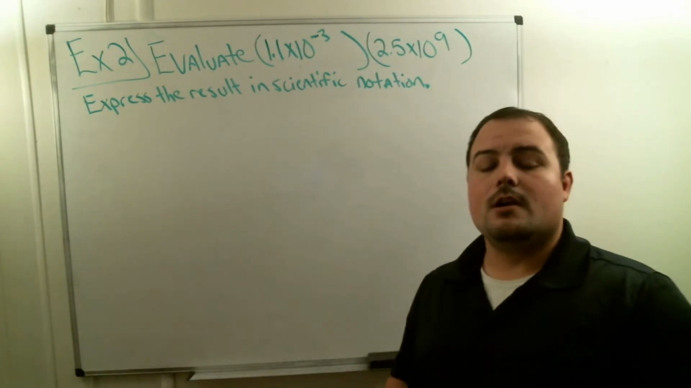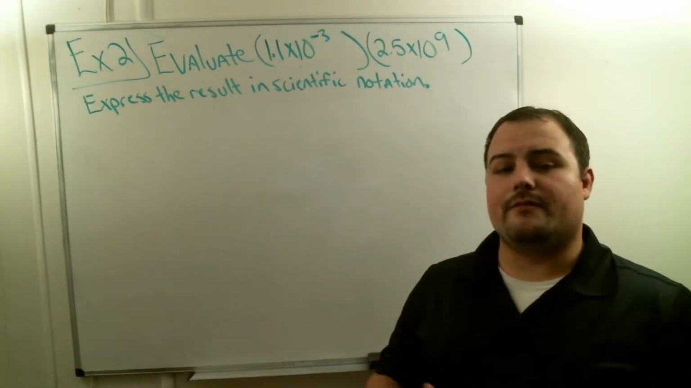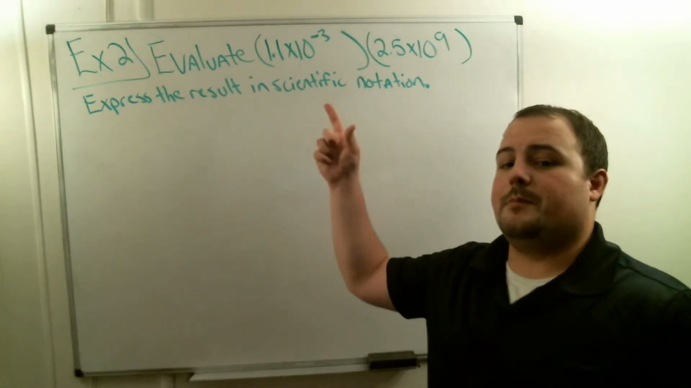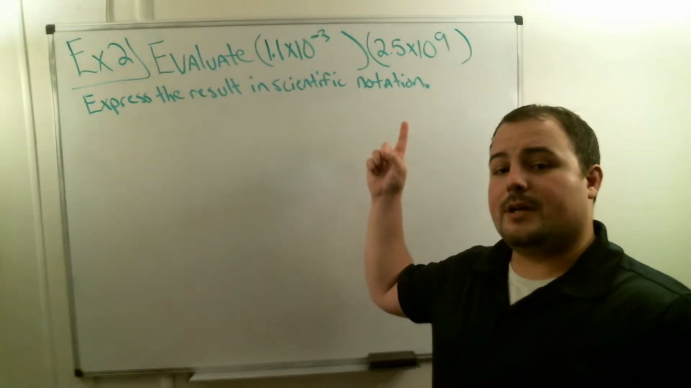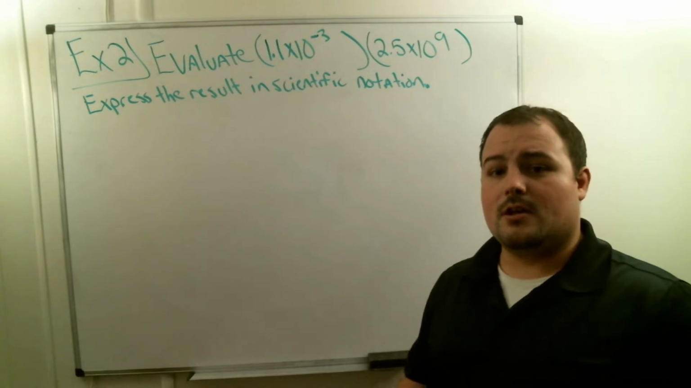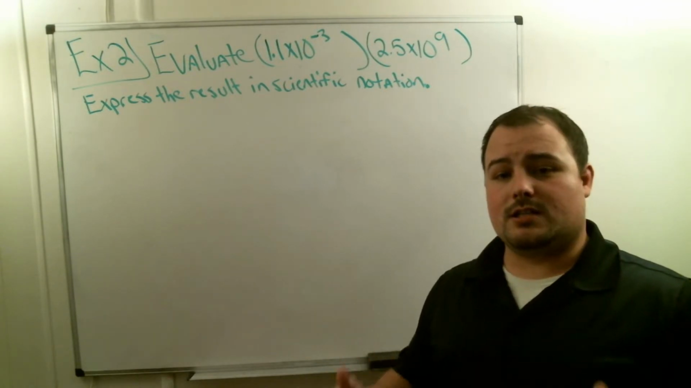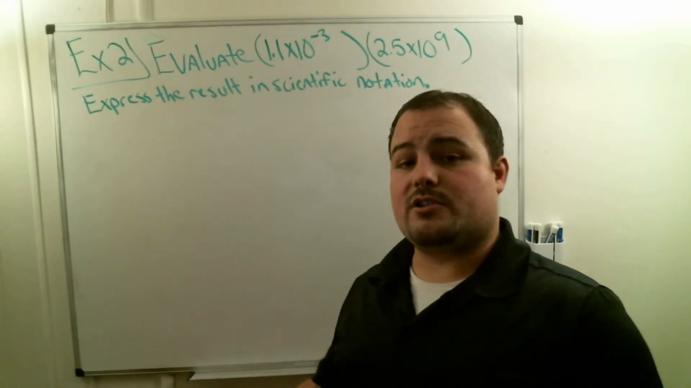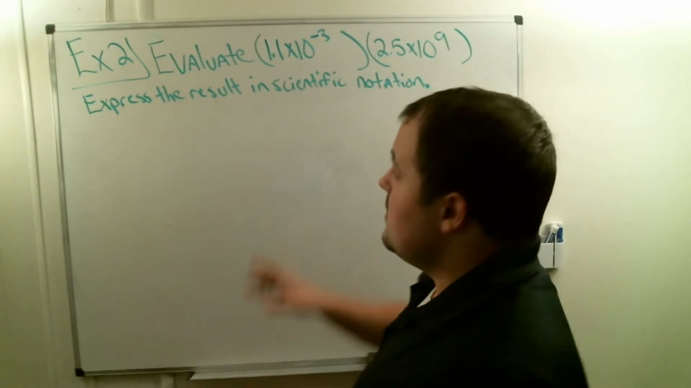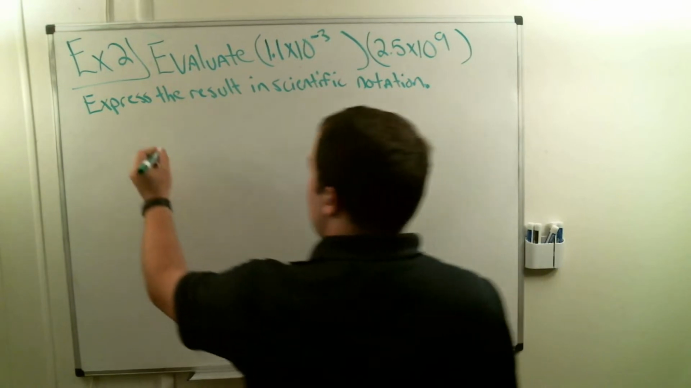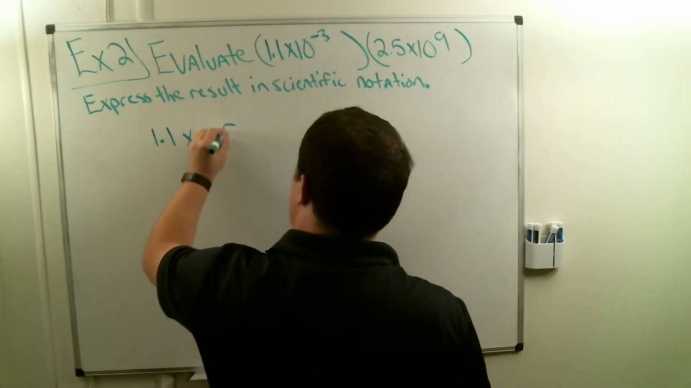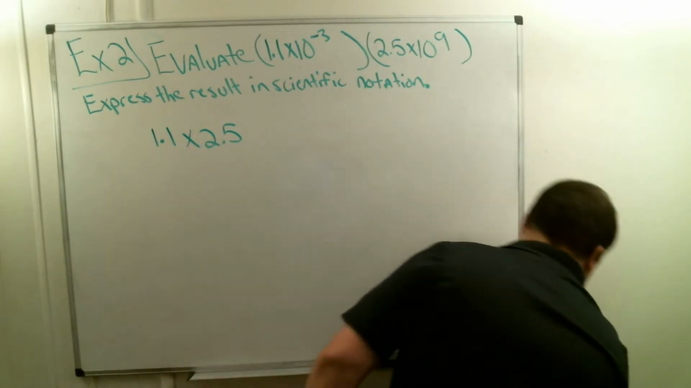Focus. Cool. In example 2, we're going to solve a problem that involves us multiplying two numbers in scientific notation, one being a number that has a negative exponent and one being a number that has a positive exponent. We're also going to express the answer in scientific notation. So first thing we're going to do is what we did in the previous question, number times number. So we look at the numbers in front. We're going to multiply 1.1 times 2.5 using our calculator.